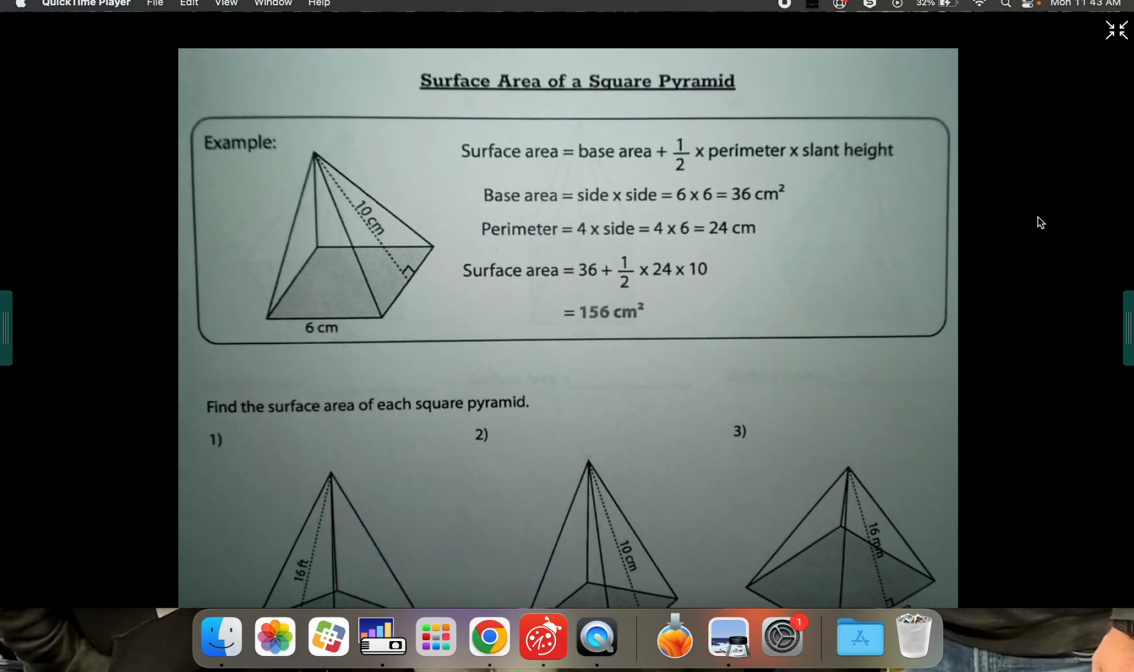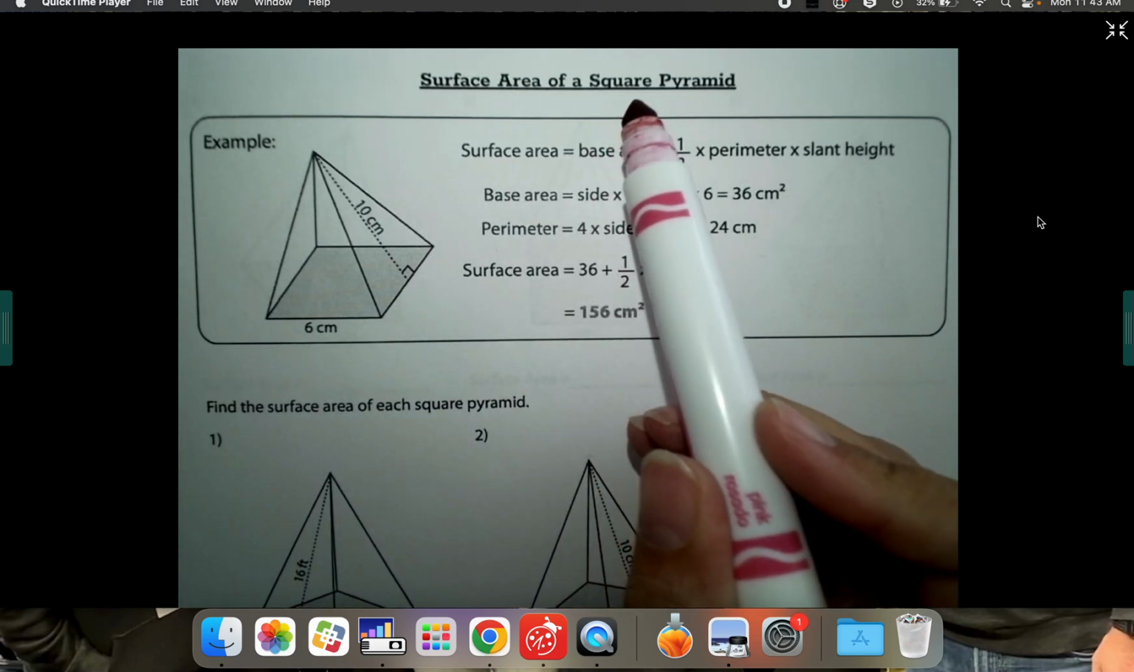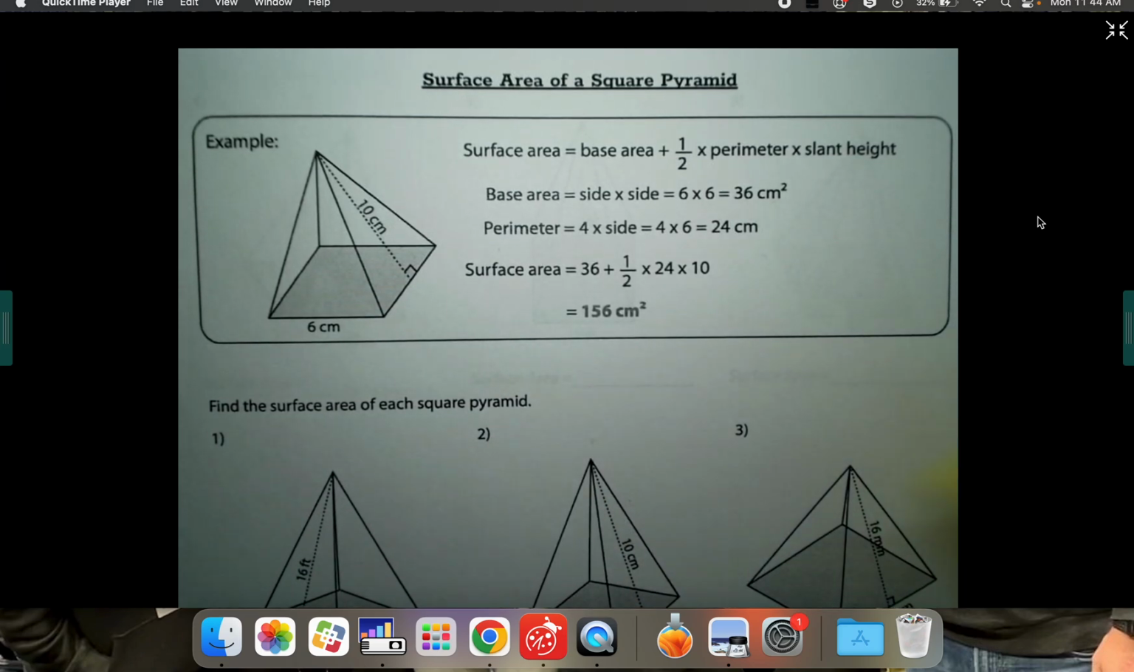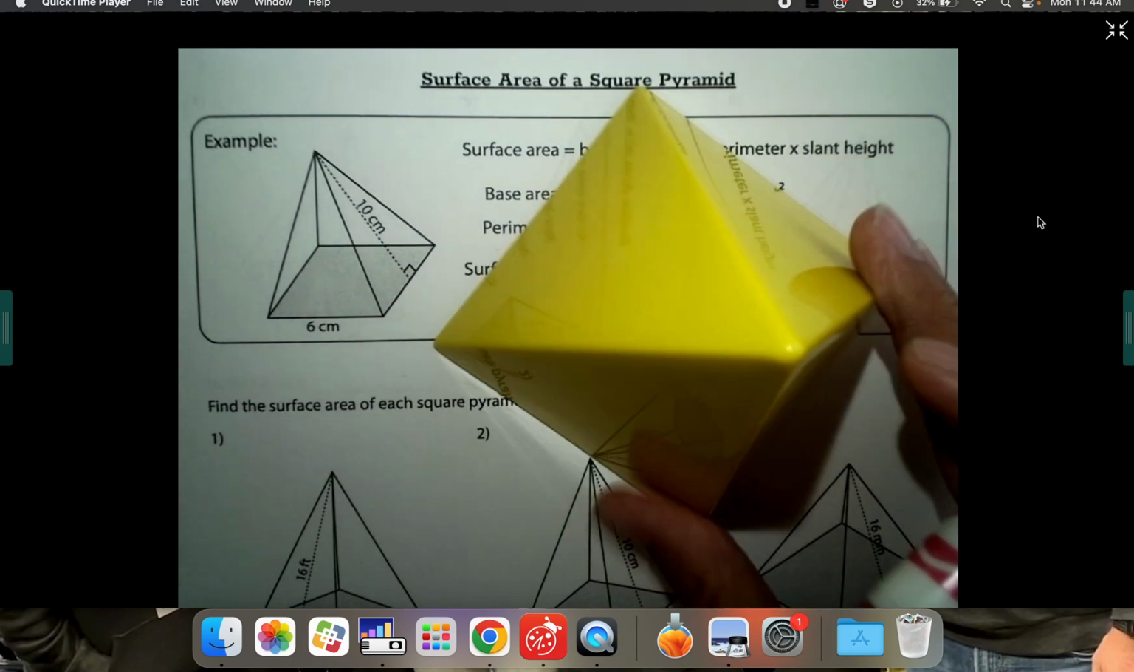Okay, we are starting our surface area and volume unit, and we're going to start today with surface area of a square pyramid. So here's a picture, but it's kind of hard to see on paper that's two-dimensional when we're talking about a three-dimensional shape. So here is, let me raise this up so you can see it a little bit better.